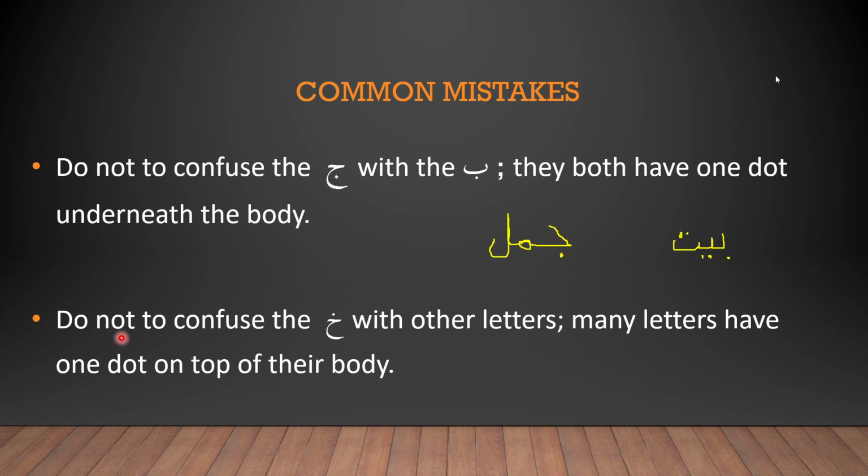The second mistake people make is that they confuse KHaa with other letters, because many other letters also have one dot over their body. This shouldn't happen because, as I showed here with Jeem and Ba, KHaa also has a unique shape. So KHaa and the other letters which you will learn should not be confused with each other, because the shape of KHaa will be totally different from the other letter shapes.